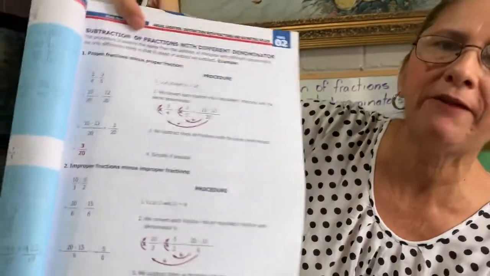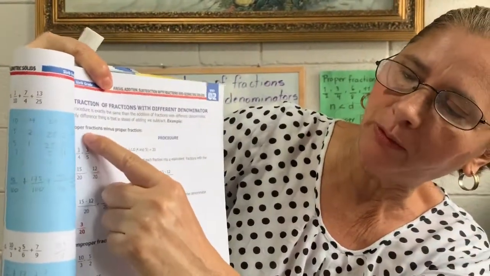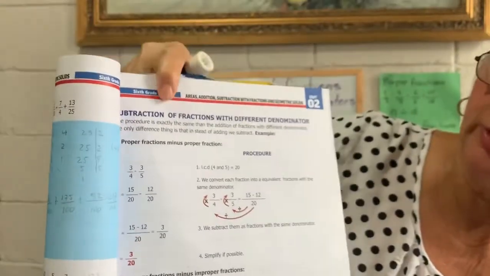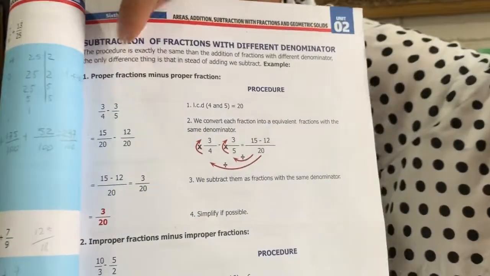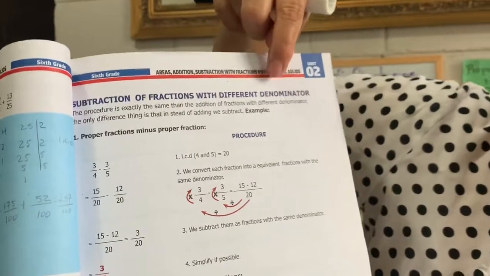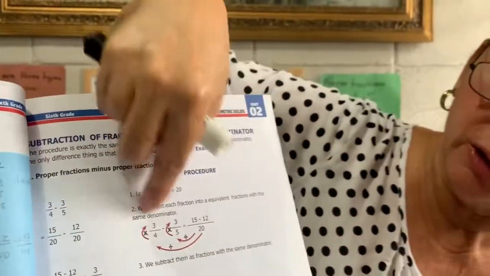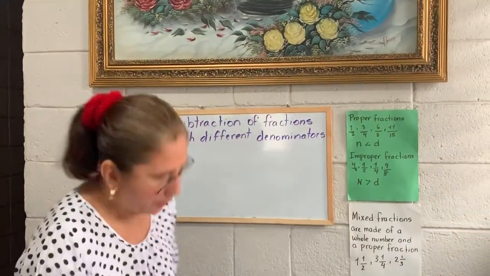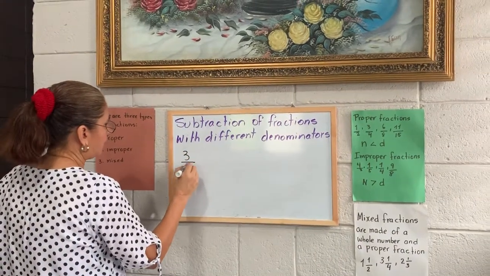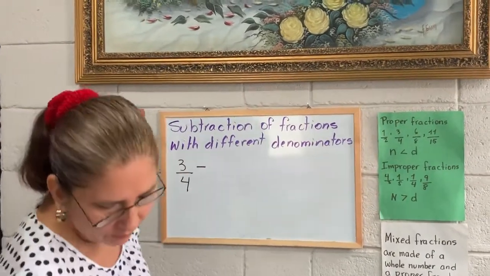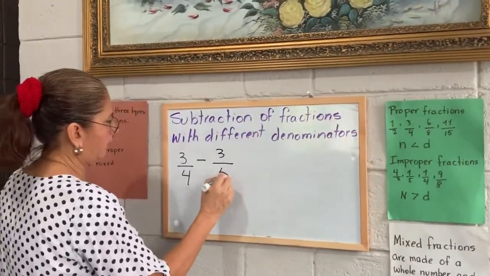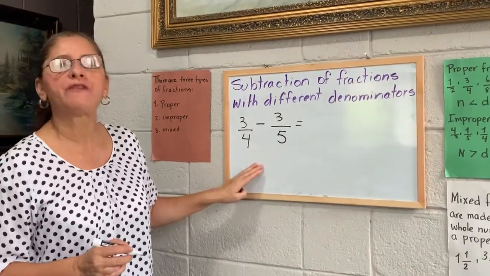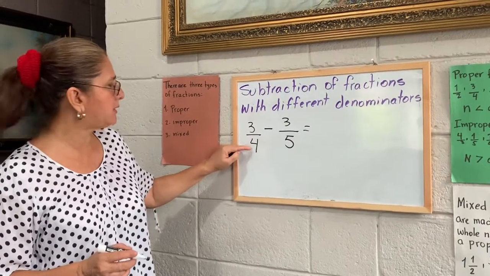So I'm going to solve the exercise on page 95 where it says proper fraction minus proper fraction. A proper fraction minus a proper fraction with different denominators. I'm going to solve this on the board. I want you to pay attention, please. I'm going to subtract 3/4 minus 3/5. These are proper fractions because the numerator is less than the denominator.